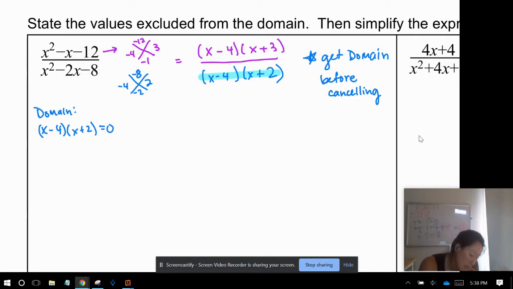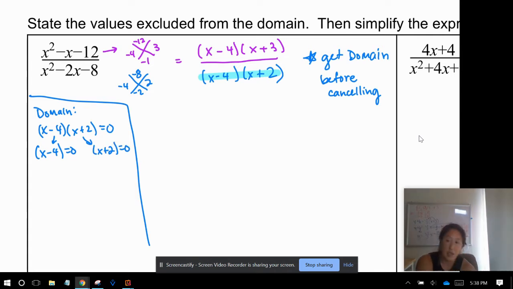So this is kind of on the side, separate. Since my equation is written in factored form, I can use the zero product property. So x minus 4 is equal to 0, and the factor of x plus 2, when that equals 0, then the whole expression is equal to 0. Okay, so I get x is equal to 4 and x is equal to negative 2.